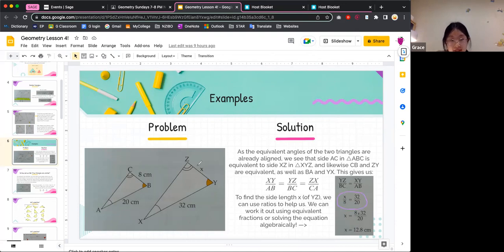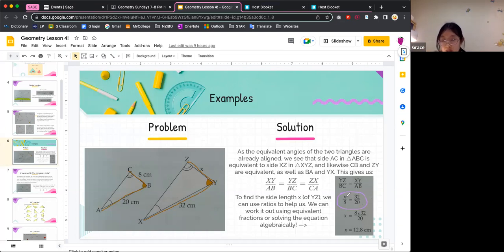They got it because they have YZ. Oh, I shouldn't use purple. It's not very visible. Okay, they have YZ and BC. So YZ they represented with the letter X, and then BC, they plugged it in. They substituted 8 into there. And then they have the equivalent sides XY here and AB over here. So we know that XY is 32, so we can just sub that in, as well as AB is 20.